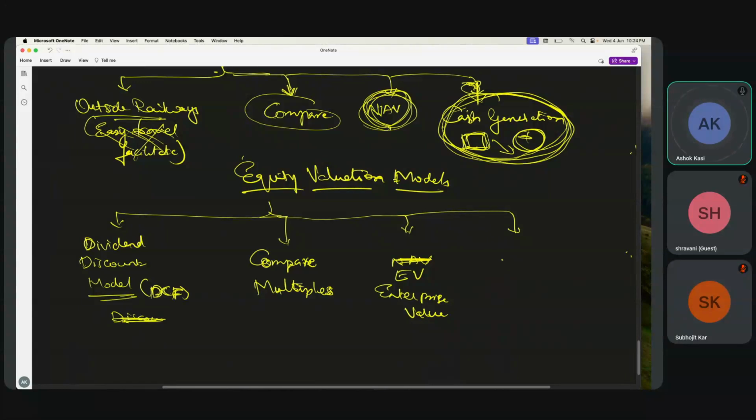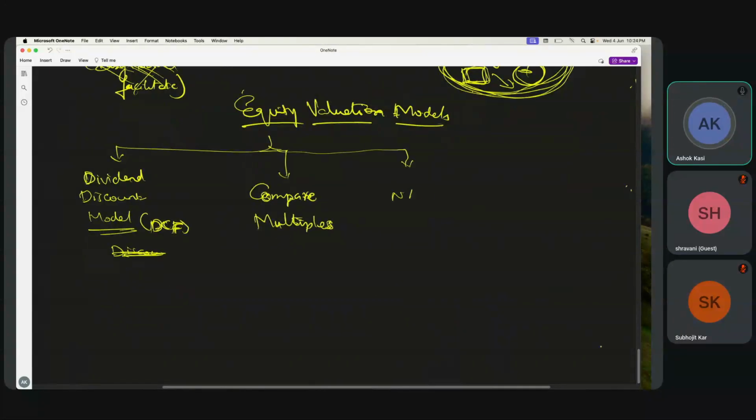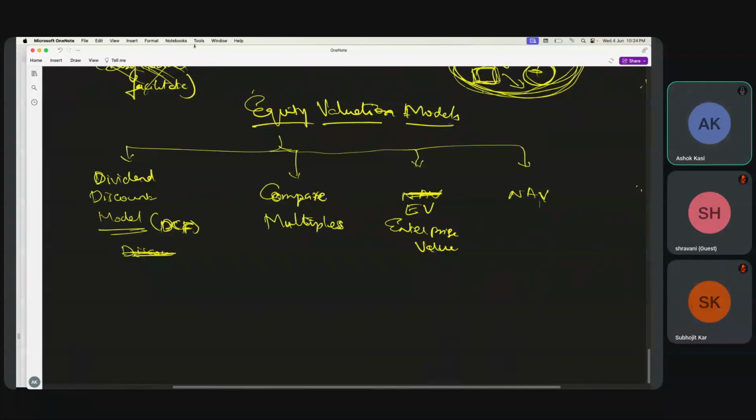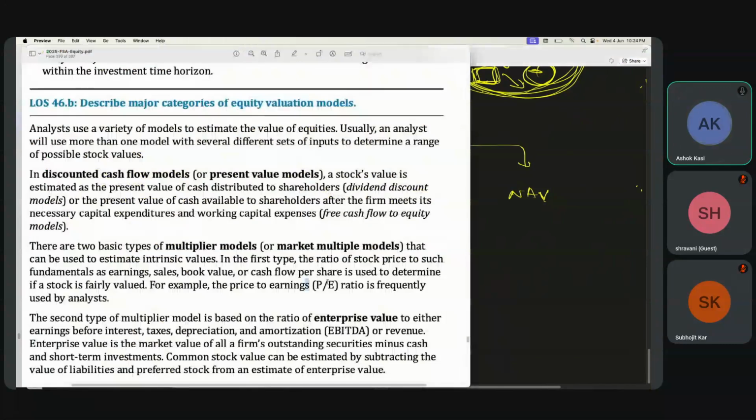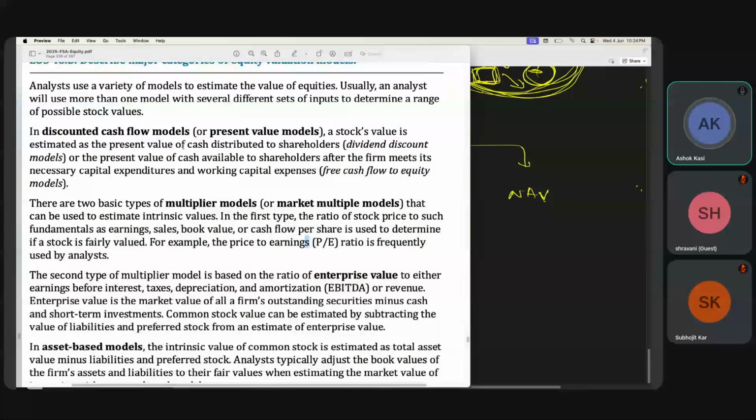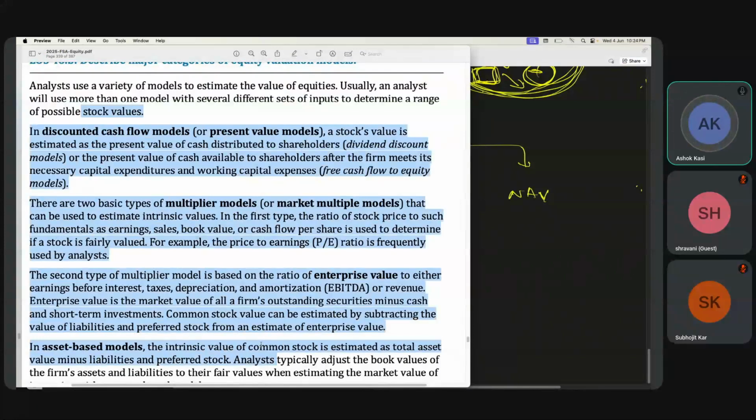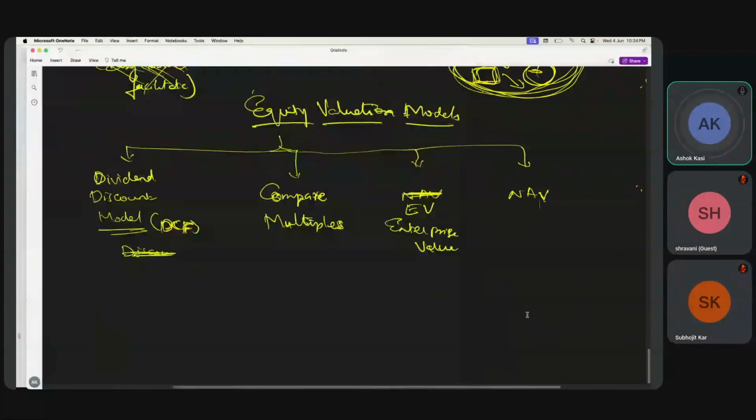Fourth one is net asset value. These are the 4 types which are there for level 1. There are other ways also to value, but we will be seeing those in level 2. So this is what is mentioned here. You can read this. This net asset value is also called the asset-based model.